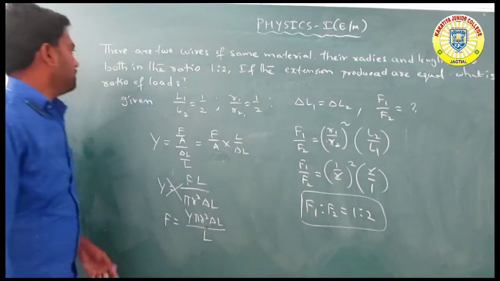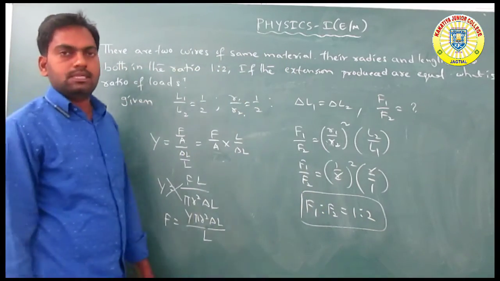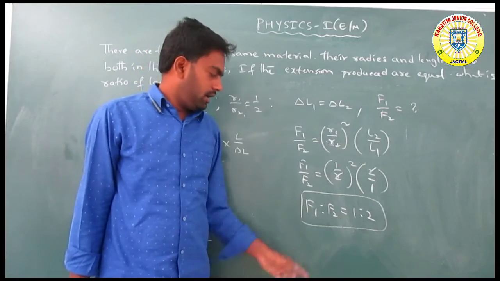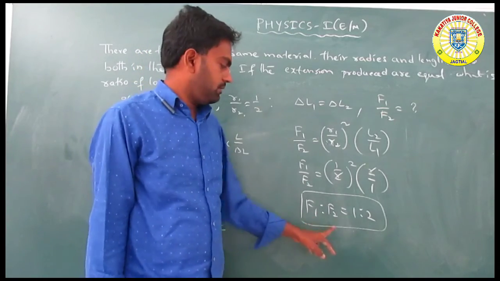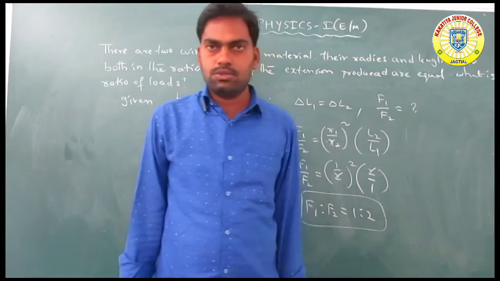So the ratio of the loads, that is, the forces applied, is F1 is to F2 is equal to 1:2. Okay, got it.